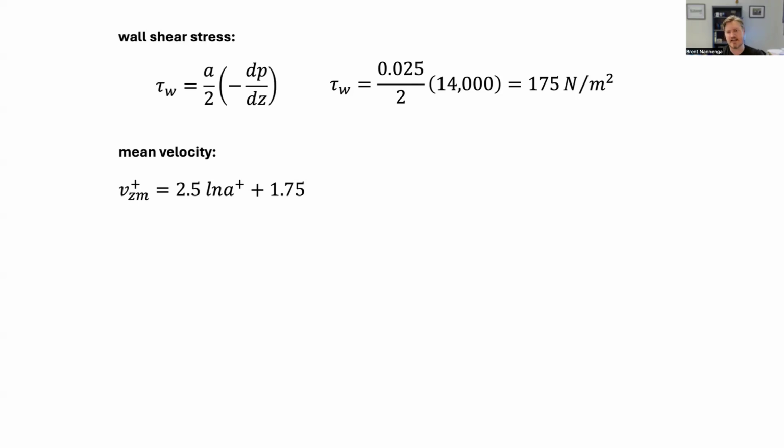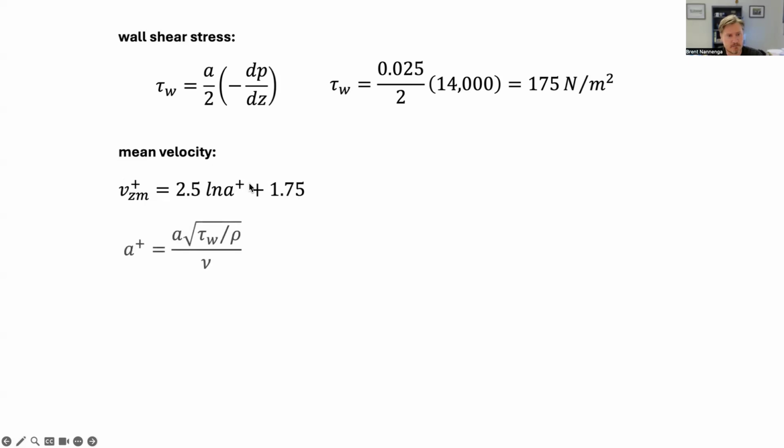The second thing that I asked here was to calculate the mean velocity. If you remember the previous slides, we had two different equations. One was for Vz and one was for the mean velocity, Vzm. So we're going to use the dimensionless Vzm, which is 2.5 natural log of A plus, the full radius of the pipe, plus 1.75. The other one was Y plus, and this has 5.5. So again, keep that in mind. There's a Vz and there's Vzm. Mean velocity is Vzm, so we're going to use this equation here.